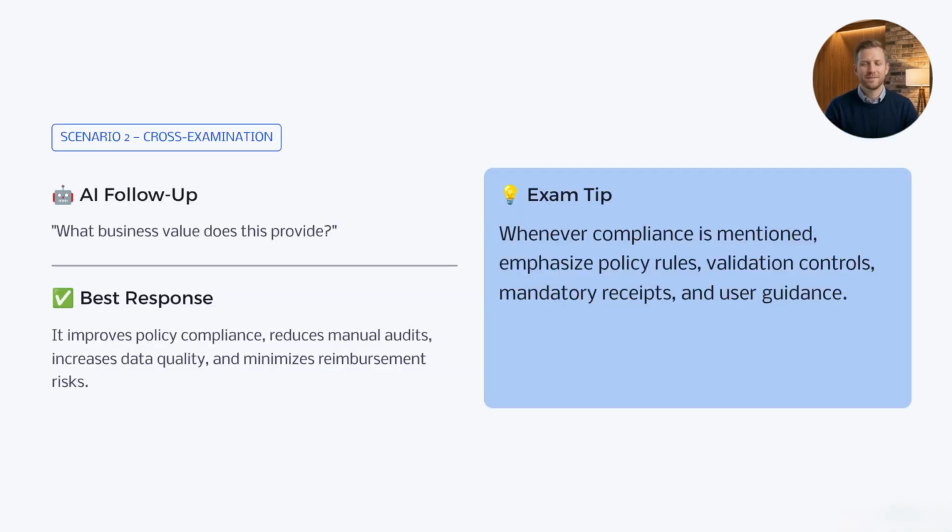AI cross-question. What business value does this provide? Best response. It improves policy compliance, reduces manual audits, increases data quality, and minimizes reimbursement risks. Exam tip. Whenever compliance is mentioned, emphasize policy rules, validation controls, mandatory receipts, and user guidance.